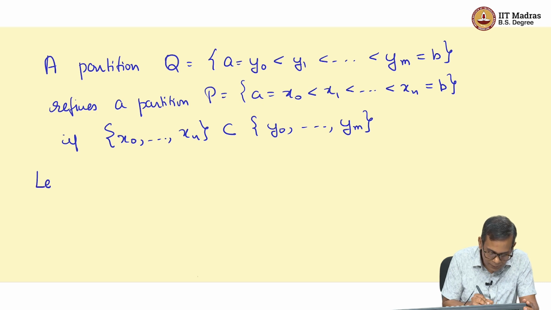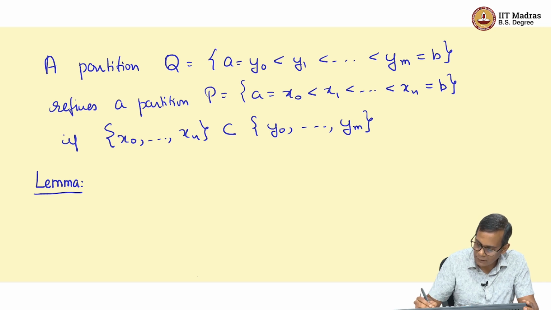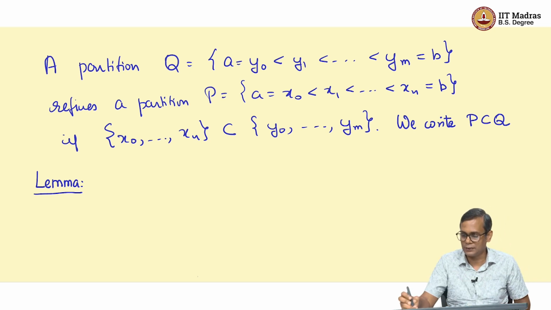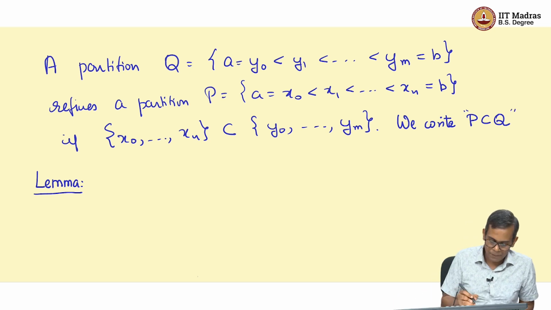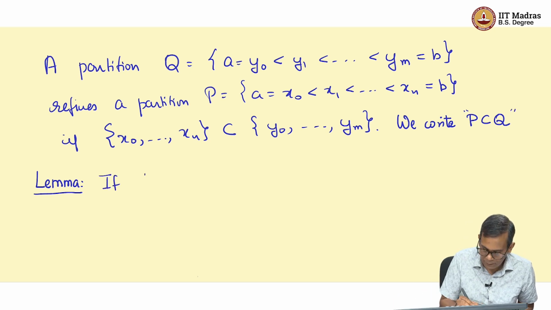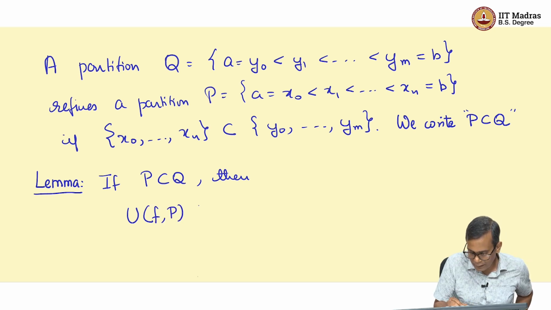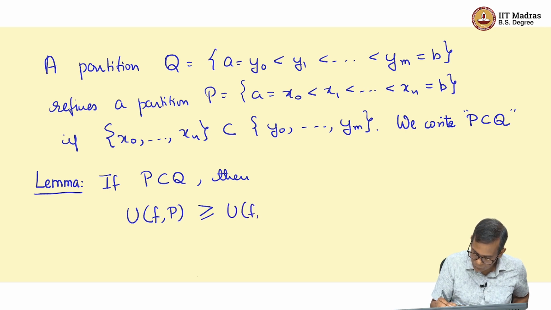So I'll write that as a lemma. Let's have some notation for this. We'll say that P is contained in Q. So the set corresponding to P is contained in the set corresponding to Q. We'll just write P is contained in Q. So the lemma says that if P is contained in Q, then the upper sum UFP is greater than or equal to the upper sum corresponding to Q.